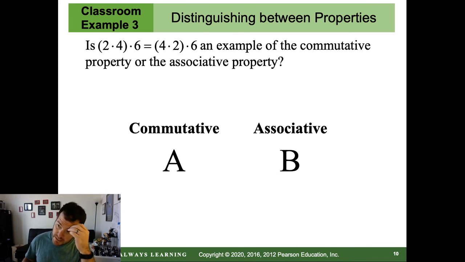This is where you can get yourself in trouble. Just a heads up. So this says distinguish between properties. So this says, is that an example of the commutative or the associative property? So just take a second.